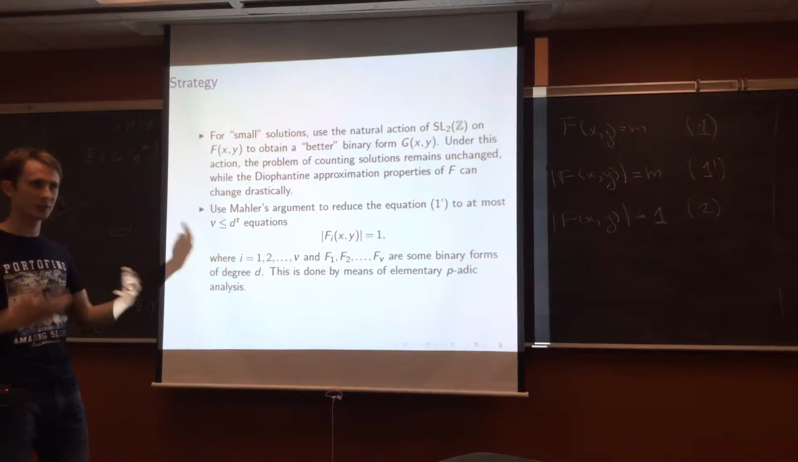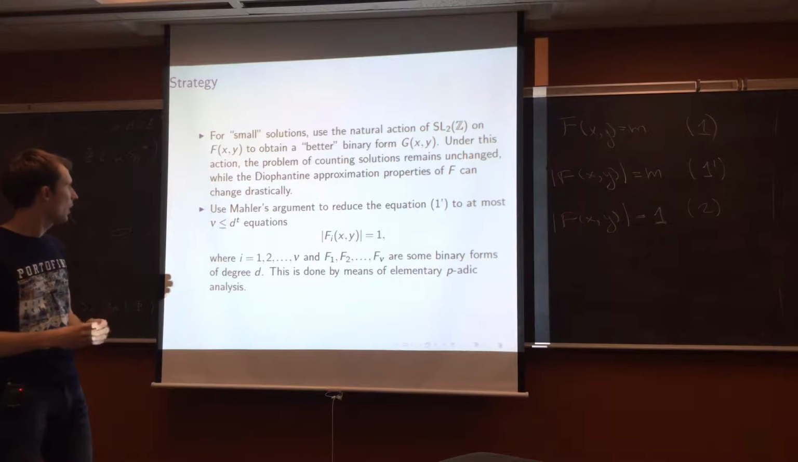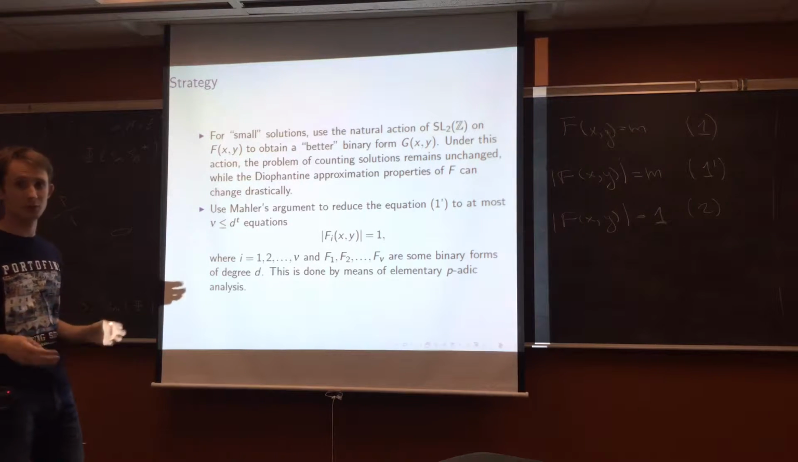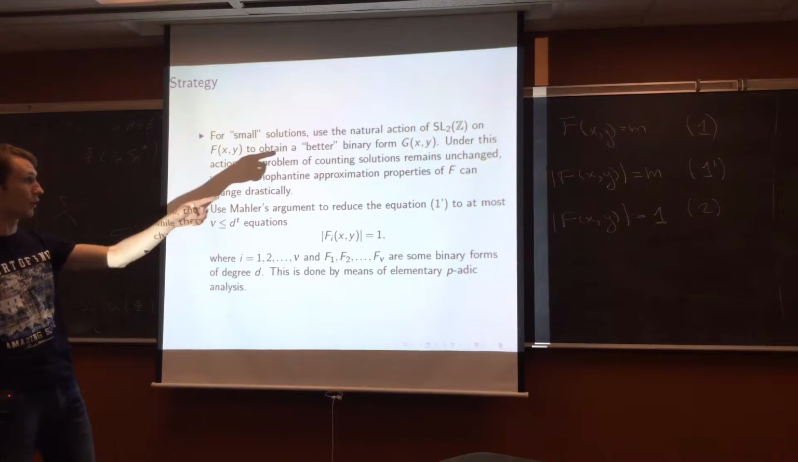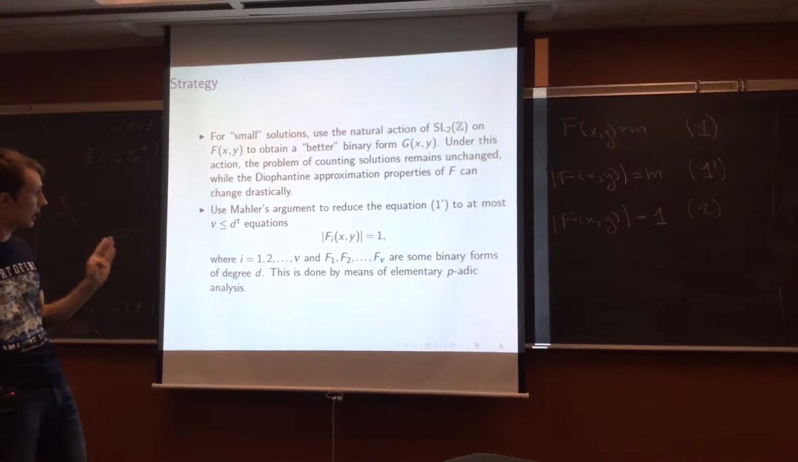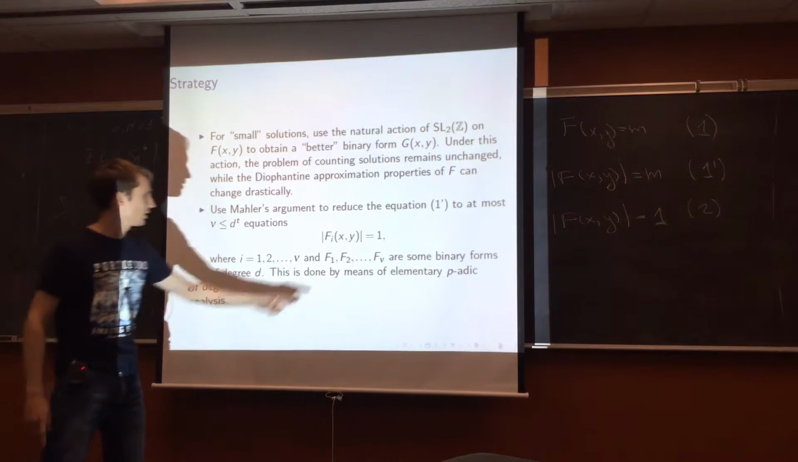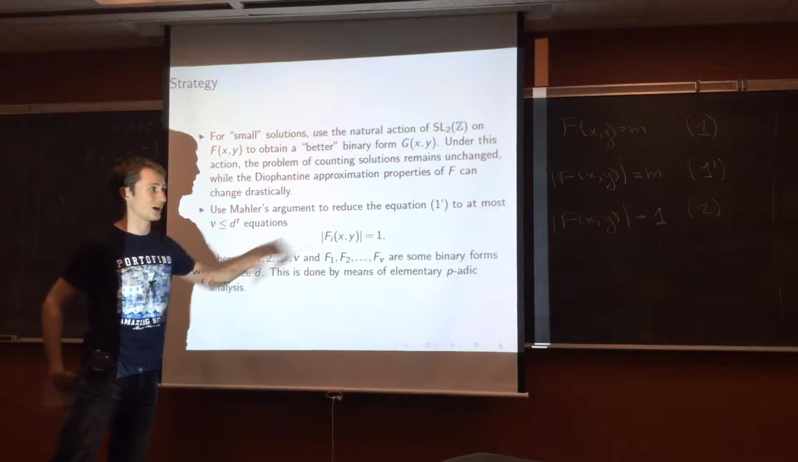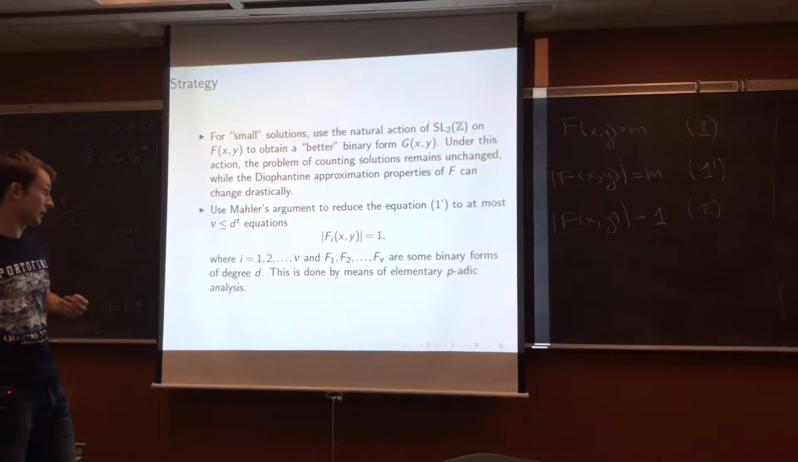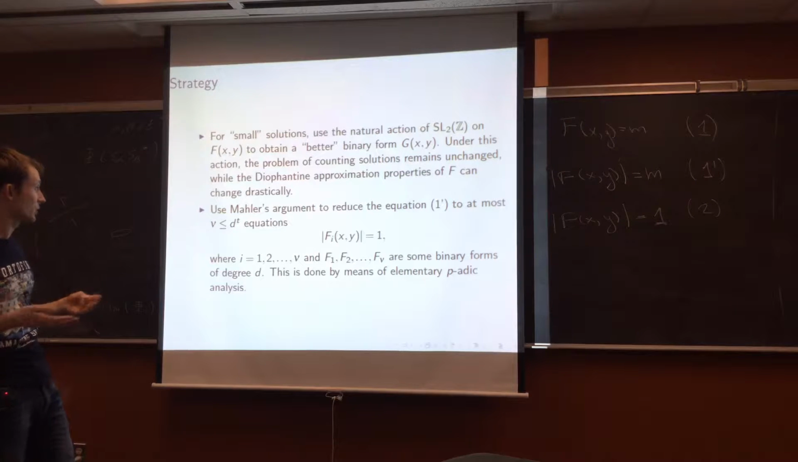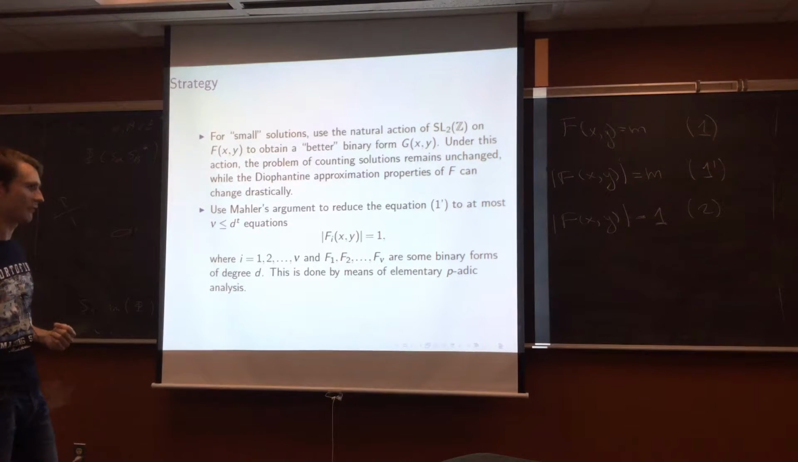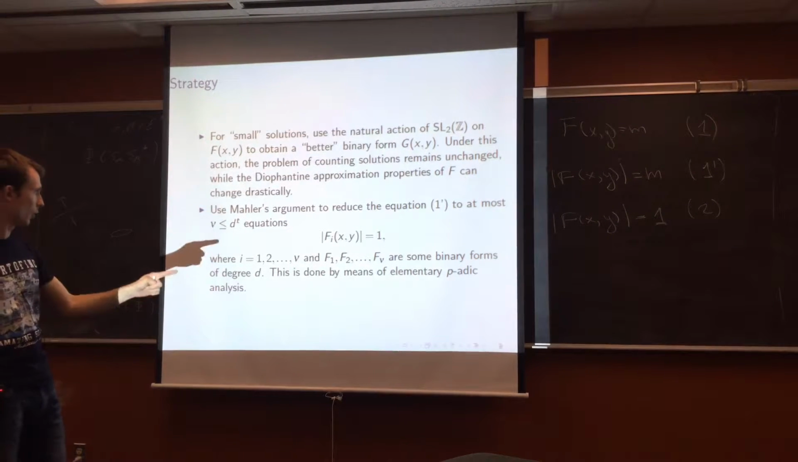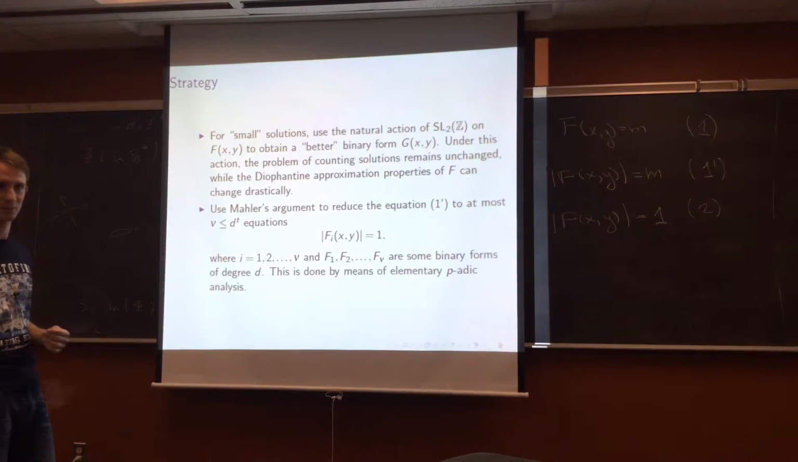And finally, once we deal with the small solutions, we will use Mahler's argument from the 1960s, if I recall correctly, to reduce the original equation, the absolute value of f(x, y) equals m, to a bunch of equations of the form the absolute value of f_i(x, y) equals 1. It turns out that the number of these equations is going to be at most d to the t, where t is the number of prime factors of m, and we will already know the upper bound on this particular equation. Thus the result.